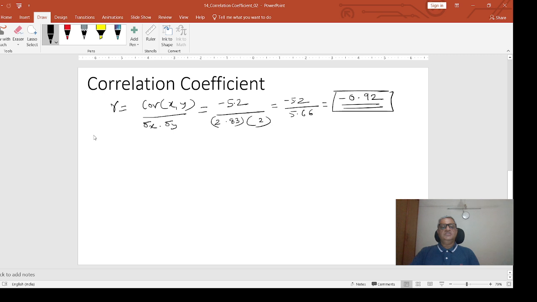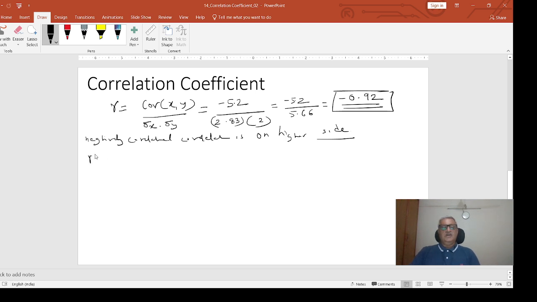So you can immediately see that it is negatively correlated, and the correlation is on the higher side. Correct?